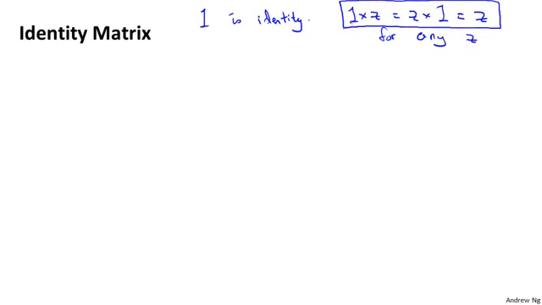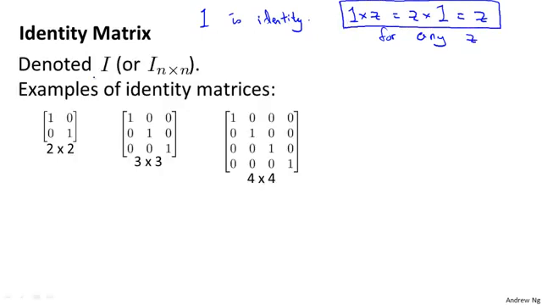It turns out that in the space of matrices, there's an identity matrix as well, and it's usually denoted I, or sometimes we write it as I subscript n by n if we want to make the dimension explicit. So I subscript n by n is the n by n identity matrix. There's a different identity matrix for each dimension n. Here are a few examples. Here's the 2 by 2 identity matrix. Here's the 3 by 3 identity matrix. Here's the 4 by 4 identity matrix.